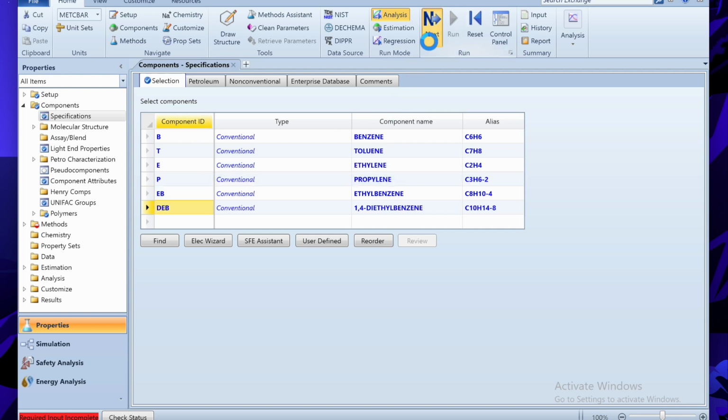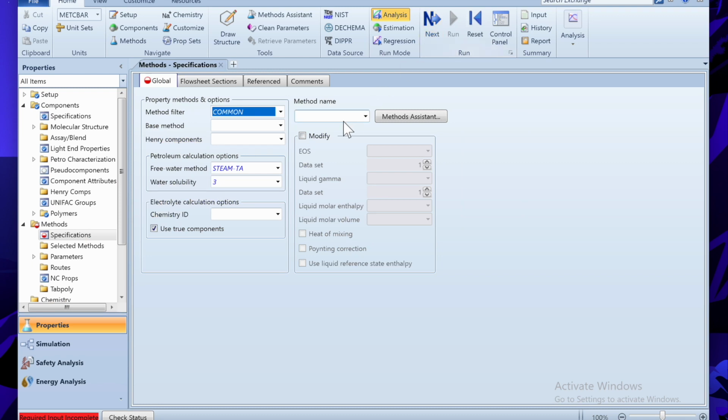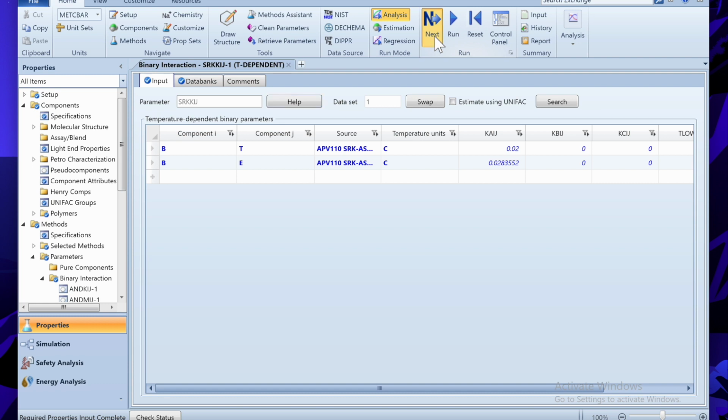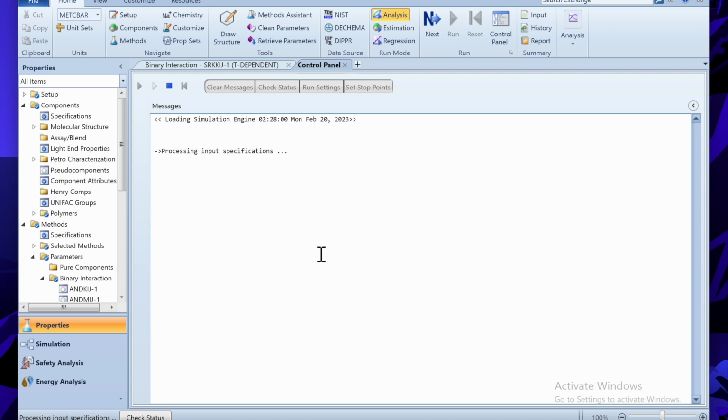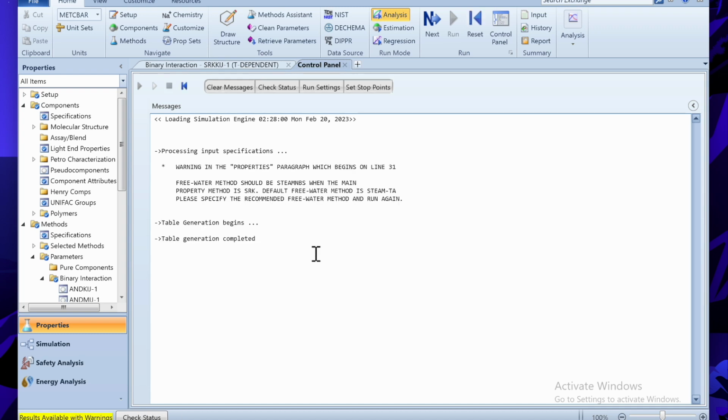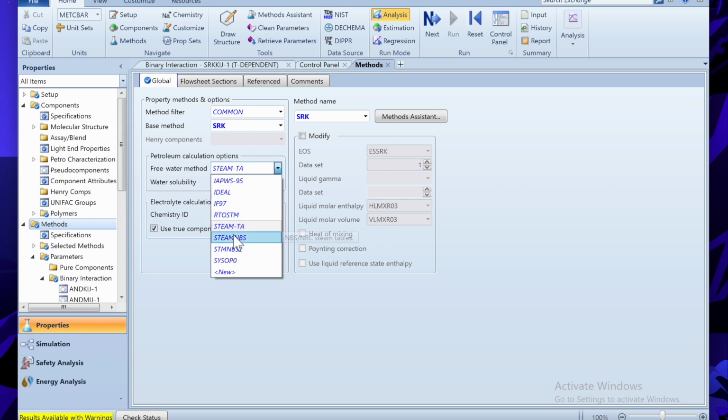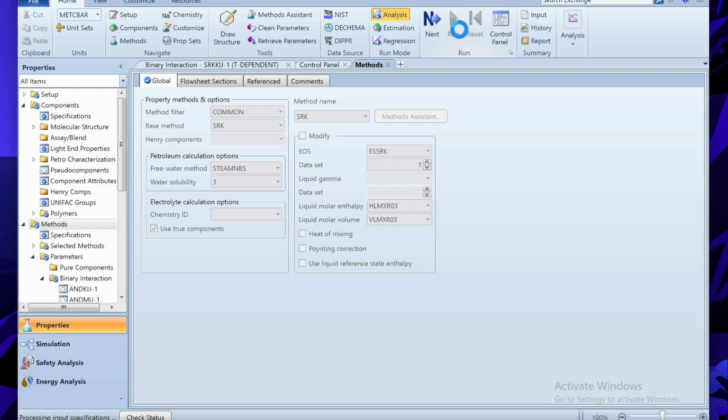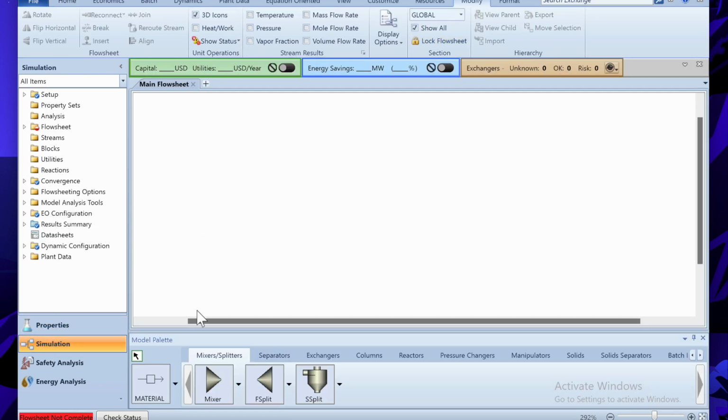Okay. Next you have to give the method. It is given, you have to use the SRK method. Click next, then run. Hopefully no errors or warnings will come. So there is a warning. The free water method should be steam NBS. Okay, we can change this. Run again. Yeah, there is no error. Then we can go to the simulation environment.